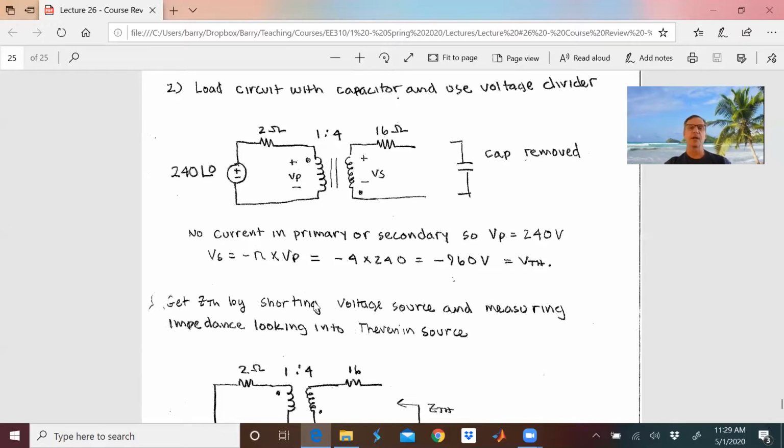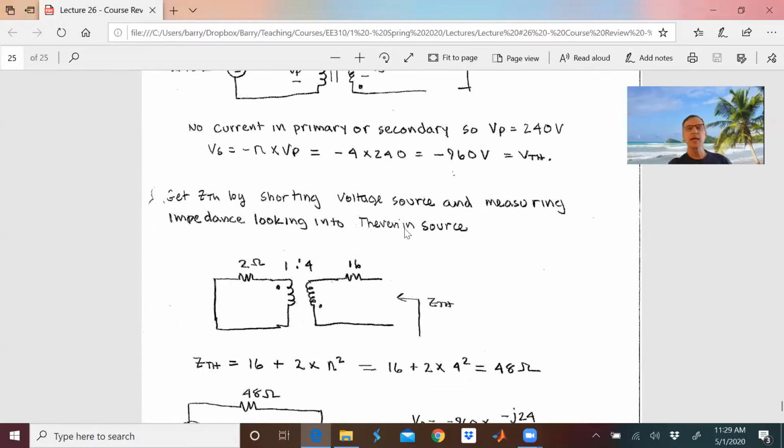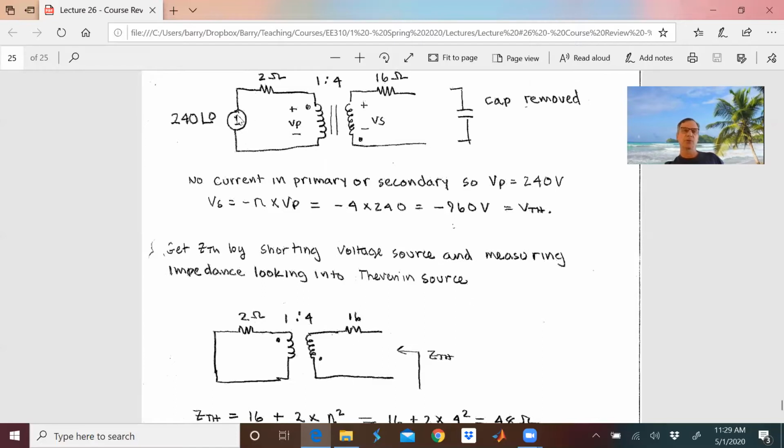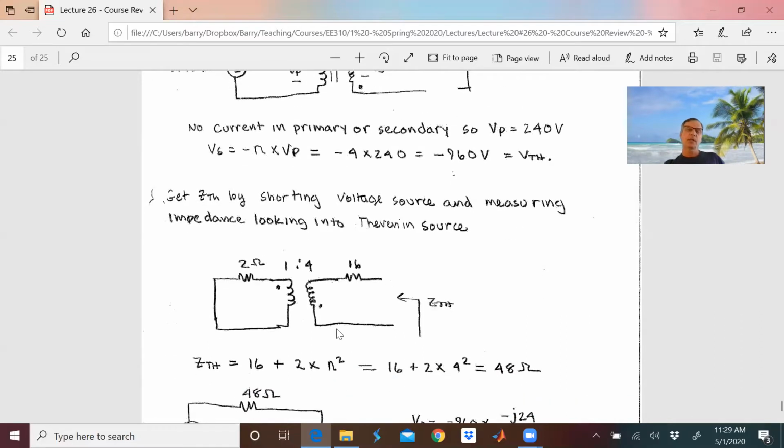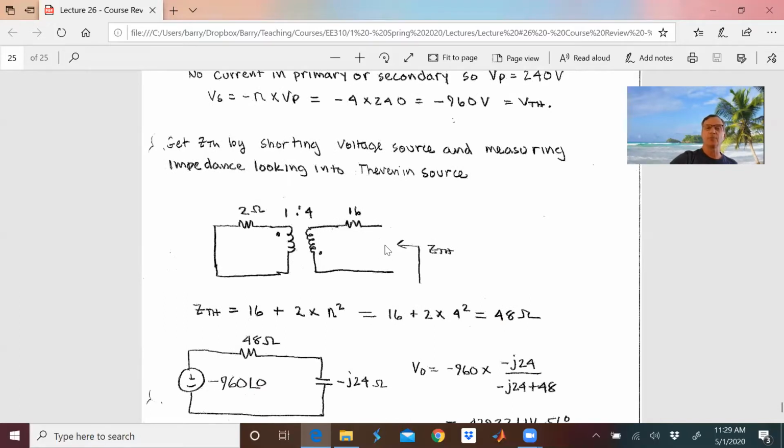Now I'm going to get Z Thevenin by shorting the voltage source and measuring the impedance looking into the Thevenin source. So when I short that voltage source, that's shorted out. And what I need to do is reflect this impedance over to here. To do that, you have to be careful with which side you're looking in, because it might be 1 over n squared and it might be n squared. Just depends which way you're looking. If I wanted the impedance looking in here, it'd be this impedance divided by n squared. But if I want to get this, it's going to be this impedance times n squared.